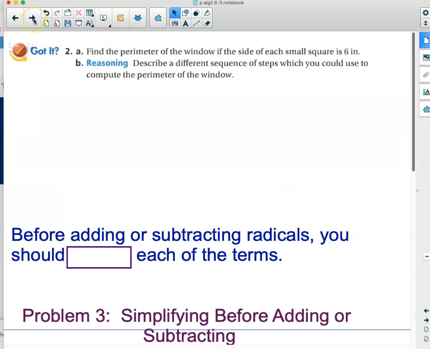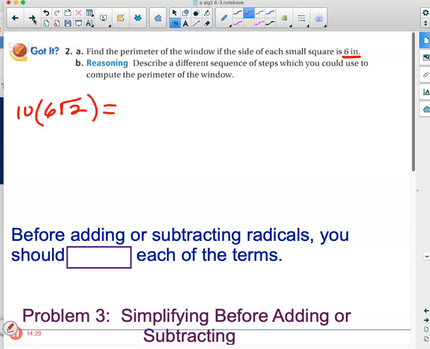Now, here's the— got it. Let's say the only thing that changes is each one of those little squares is now 6 inches. Without doing the Pythagorean theorem, can you tell me what that new length would be for each one of those diagonals? 6 square roots of 2. Yep, and we had 10 of them. So for part A, what would our new answer be? 60 square roots of 2 inches.